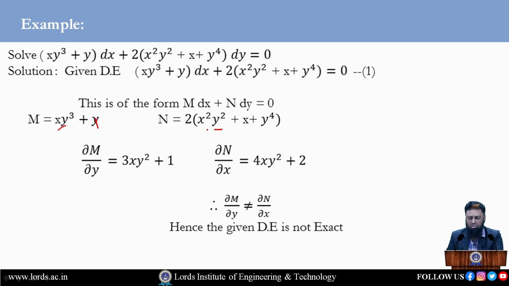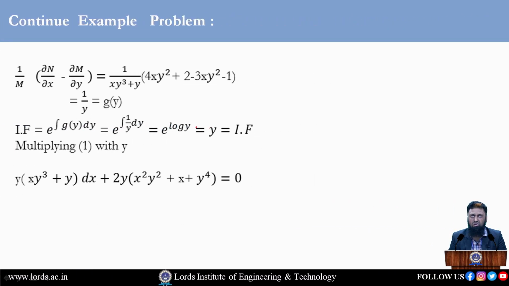Now we have to make it exact, so first we go to the integrating factor. It is not homogeneous, so the first type is not satisfied. The next type is also not satisfied. Third also not. Now we go to the fourth type: 1 by m into dou n by dou x minus dou m by dou y. We write the given values: dou n by dou x is 4xy square plus 2, and dou m by dou y is 3xy square plus 1.